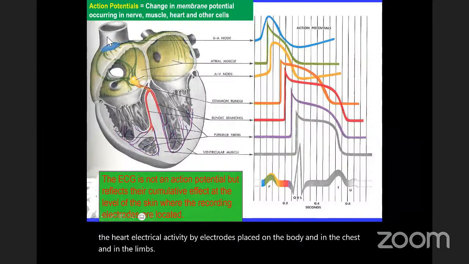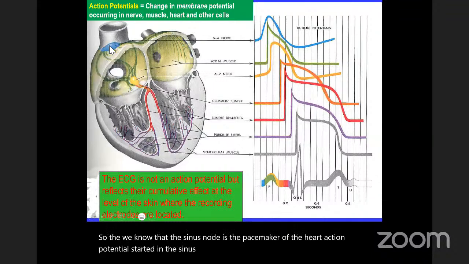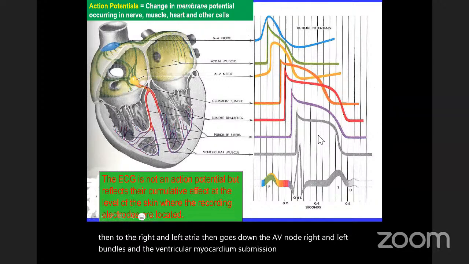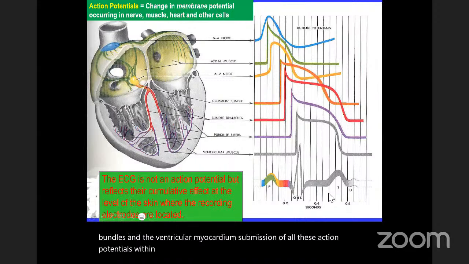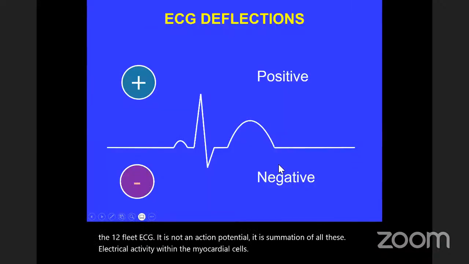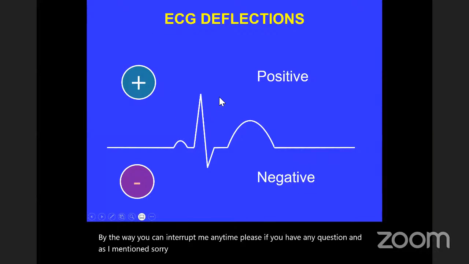So we know that the sinus node is the pacemaker of the heart. Action potential starts in the sinus node, spreads from cell to cell, then to the right and left atria, then goes down to the AV node, right and left bundles, and the ventricular myocardium. Summation of all these action potentials within the atria, the ventricles and the conduction system produces the 12-lead ECG. It is not an action potential, it is a summation of all this electrical activity within the myocardial cells. By the way, you can interrupt me anytime if you have any question. Sorry for the first part, I know you know this from before, but it's just good to remind you.